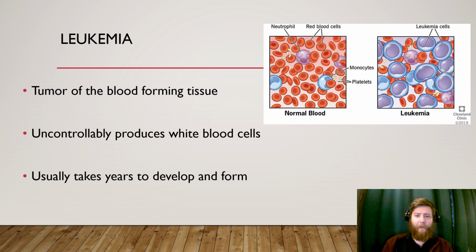The last one we're going to talk about is leukemia, and this is a tumor of blood-forming tissue. And this is when we get white blood cells uncontrollably forming here. It usually takes years to develop and to form, and it's pretty serious usually. It's a lot of blood transfusions. Normal blood has a lot of these red blood cells, these little guys. In leukemic blood, you can see the white blood cells are taking over, and with that, they don't carry oxygen as well. They don't get rid of carbon dioxide. They don't carry sugar as well. So these guys are no bueno.